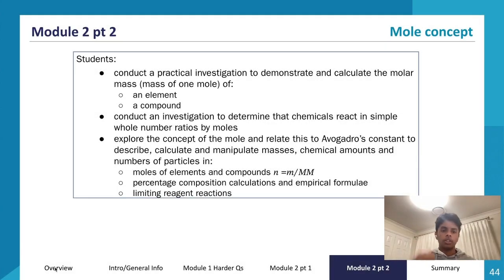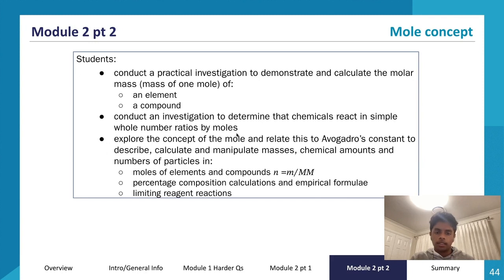We're going through the mole concept now. In this part, students conduct practical investigations to demonstrate and calculate the molar mass, so the mass of 1 mole of an element and a compound. Students also conduct an investigation to determine that chemicals react in simple whole number ratios by moles.